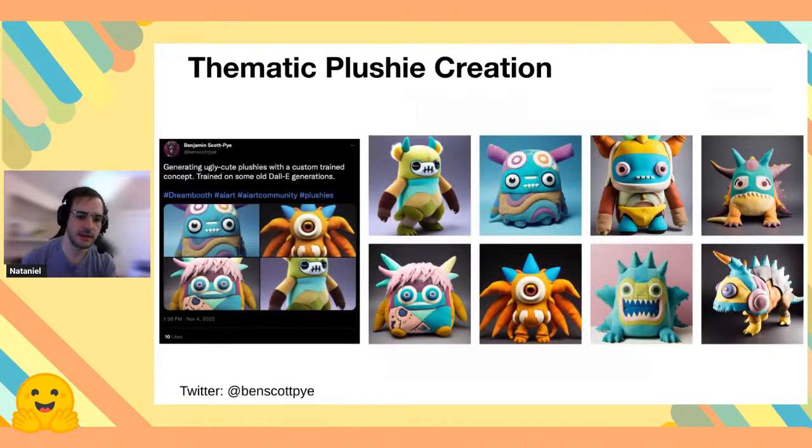And then, I think this is the last one. Ben Scott Pye made these thematic plushie creations, just fine-tuning on a bunch of weird plushies. This is an example of a feedback loop. I think he fine-tuned it on images that he generated using DALL-E 2. He first generated some cool images using DALL-E 2, and then he generated a Dreambooth model, a stable diffusion model of these images, and then he could generate much more variety. So there's a weird feedback loop here, but you can still get really amazing creations using that.